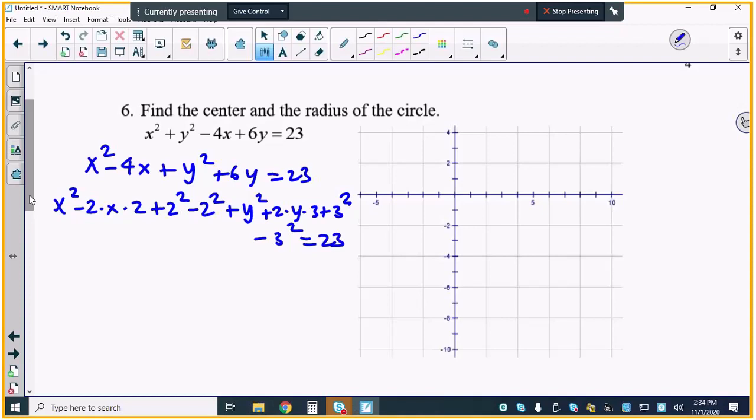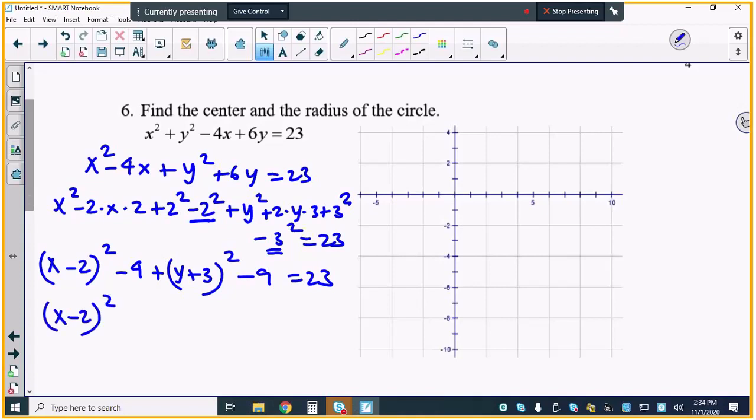So now I have completed both. So it's x minus 2 whole to the power 2, then I have negative 4, plus y plus 3 whole to the power 2, and then I have minus 9 equal to 23. So write it as x minus 2 whole to the power 2 plus y minus minus 3 whole to the power 2 equal to 23 plus 4 plus 9, which is 36.